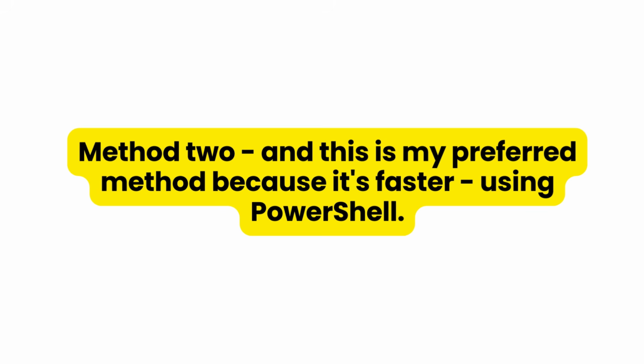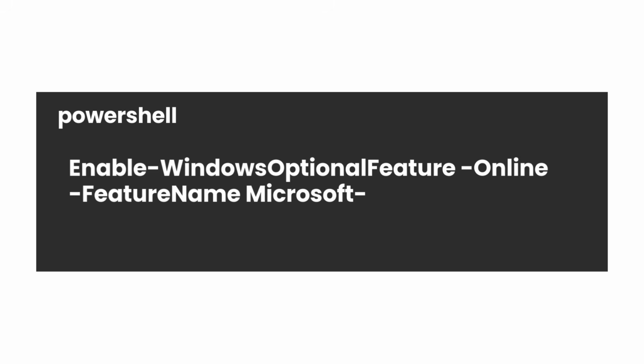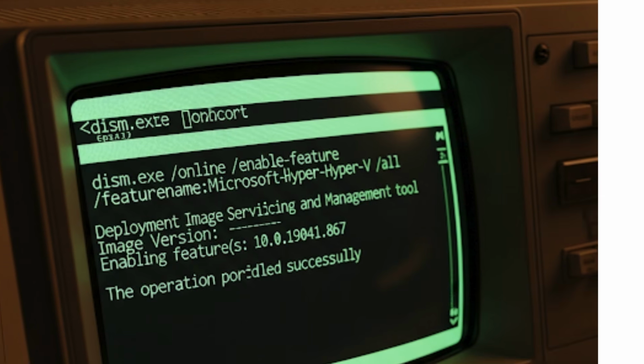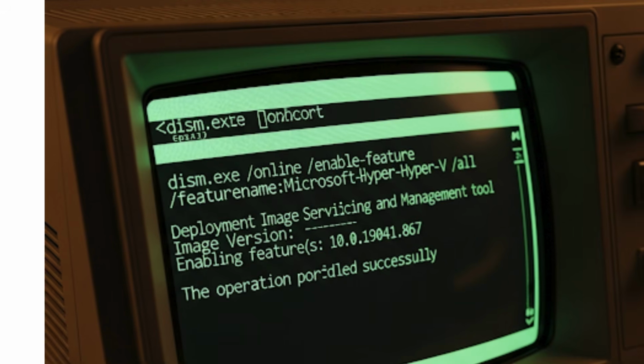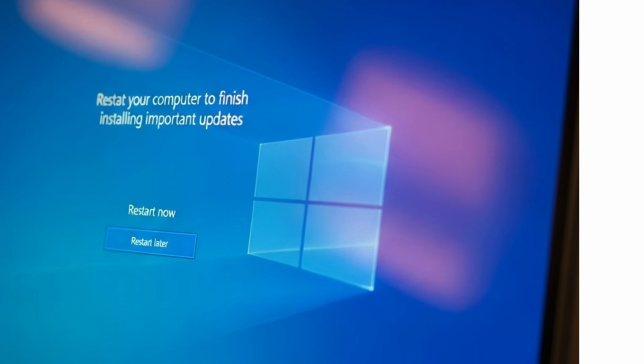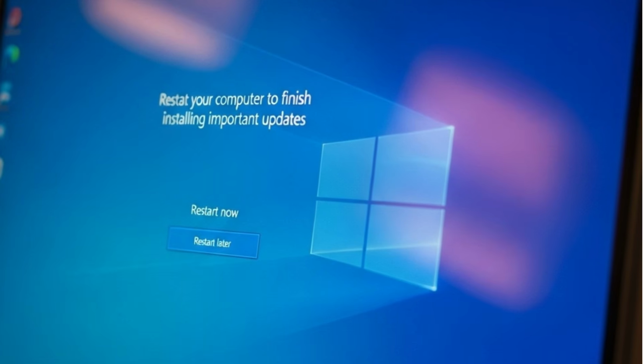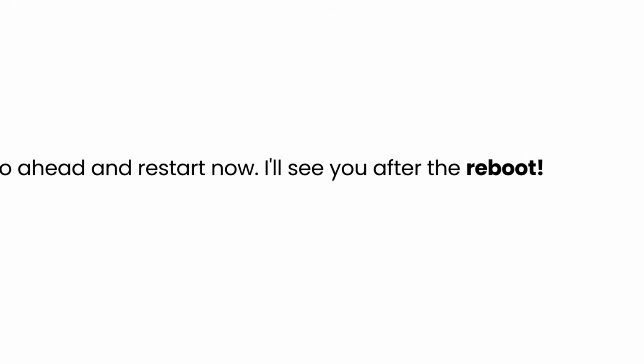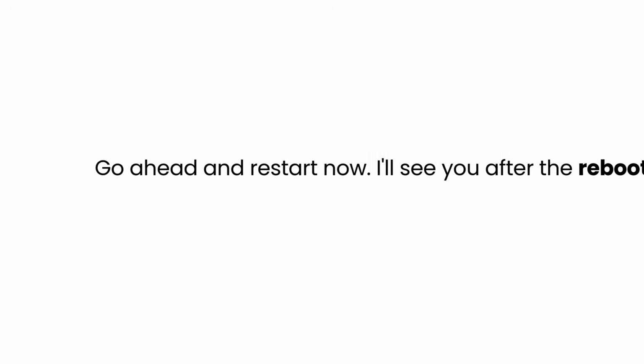Method 2, and this is my preferred method because it's faster, using PowerShell. This command does exactly the same thing as the GUI method, but it's much faster and gives you better feedback about what's happening. When either method completes, you'll need to restart your computer. Don't skip this step. Hyper-V requires a reboot to properly initialize the hypervisor. Go ahead and restart now. I'll see you after the reboot.